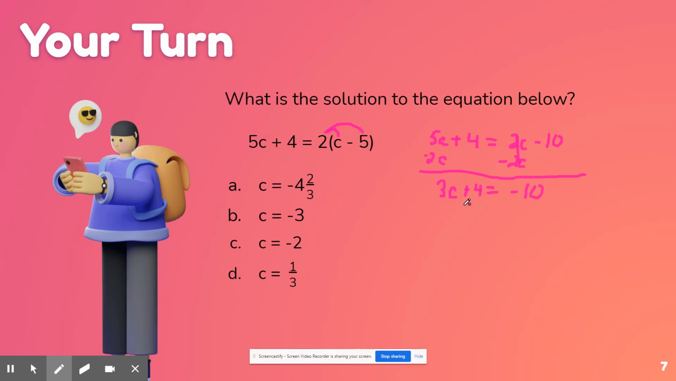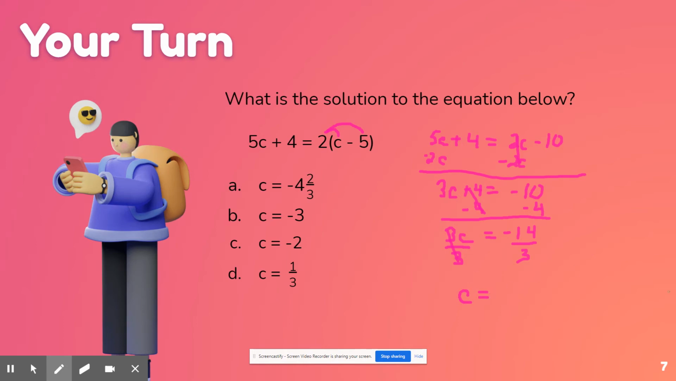We're then going to subtract 4 from both sides. 3c drops down. These cancel out. It's equal to negative 10 minus 4 is negative 14. And then we're left with divide by 3. These will cancel out. C drops down.